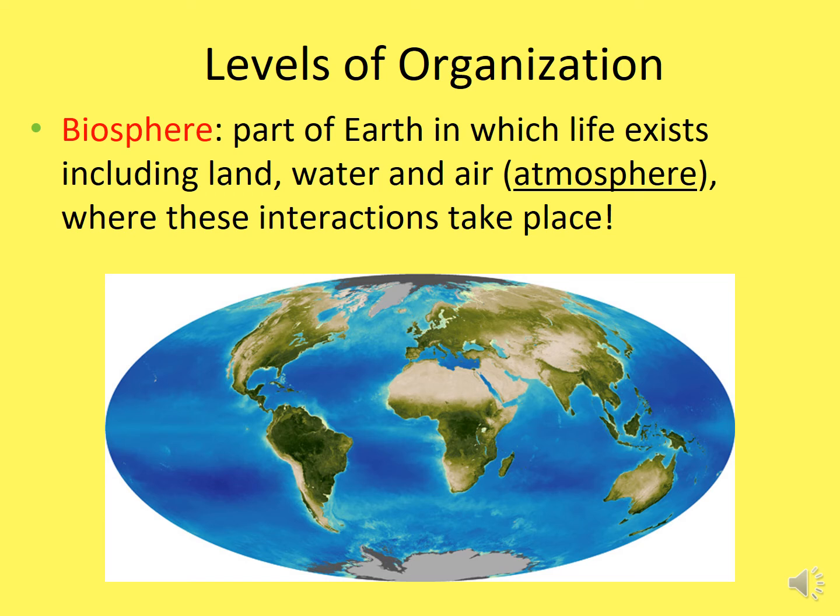So first level, levels of organization. We're going to start here with the biosphere. So the biosphere is the part of Earth in which life exists, including land, water, air, and atmosphere. So we need to see where all these interactions take place amongst them all.